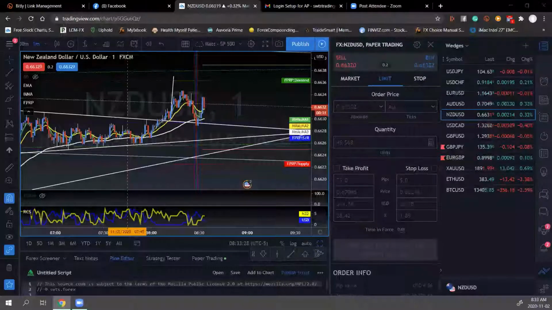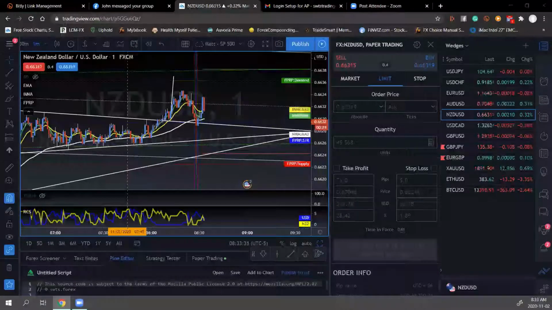I got a target of 66.38, something like that, somewhere around there. Because I see an upward trend line, which is not a confirmed trend, and I'm looking at right around the 66.50 area.